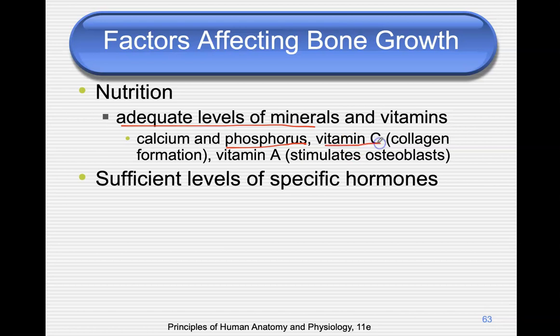Also, vitamin C is really important. We're not going to get into it, but it's really important in collagen formation. To make those collagen strands that are such an important part of the bony matrix, we need vitamin C. And vitamin A is really important for stimulating osteoblast activity. Just some interesting facts about nutrients and how they might affect bone growth. Also, sufficient levels of specific hormones.